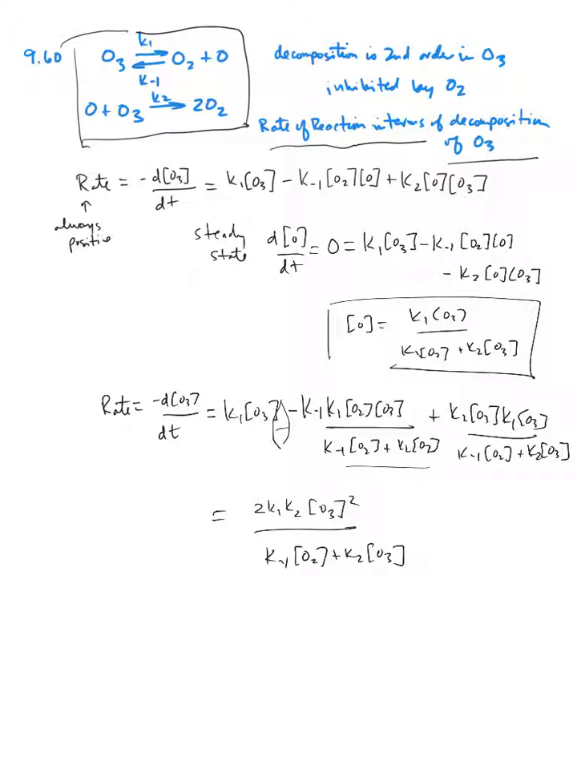If the second step is slow, that's going to be the rate determining step, then things become second order in ozone, negative first order in the oxygen. So if the second step is slow, essentially what we're saying is that the K2 is much, much less than the K minus 1, then the second term goes away in this expression.